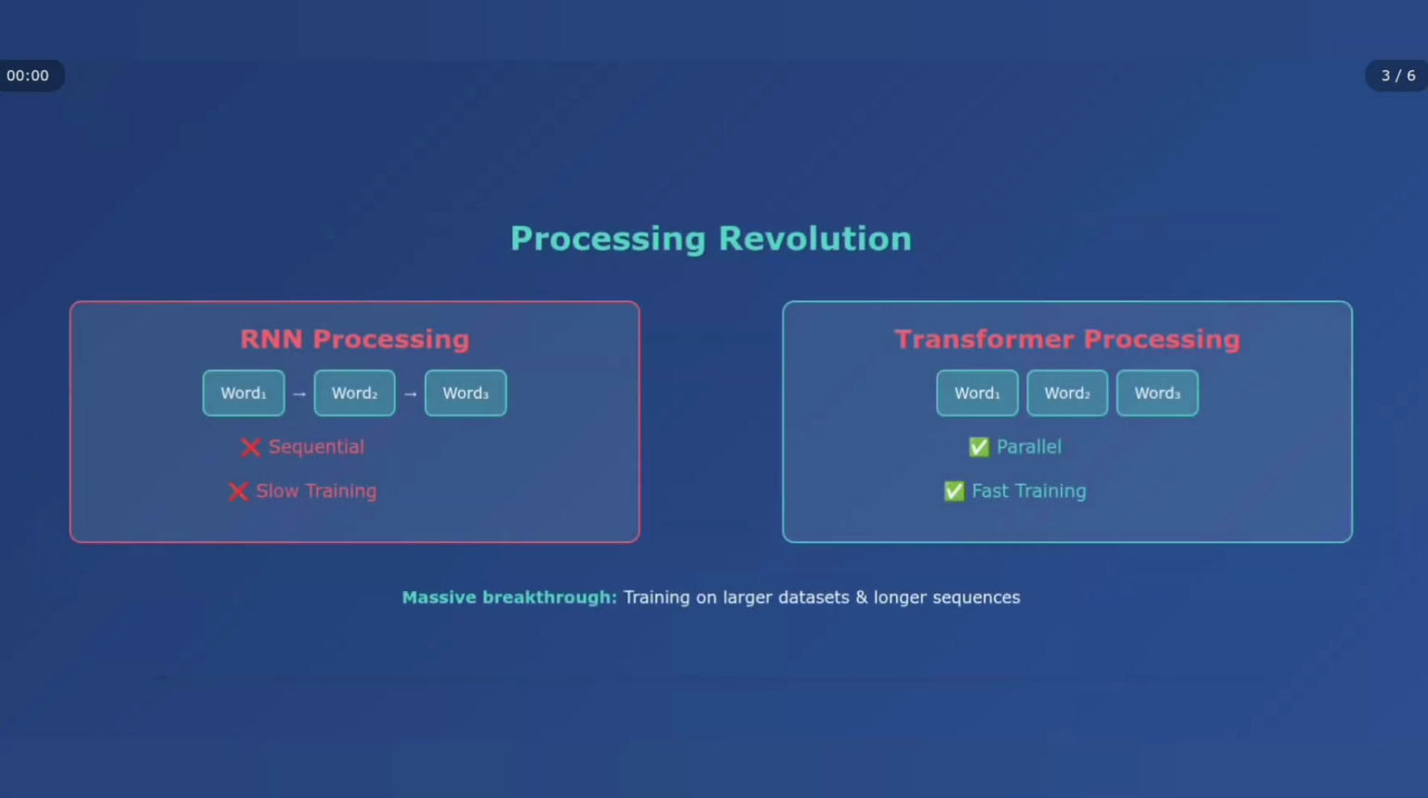Traditional RNNs process sequences word by word sequentially. This makes them slow to train on very long sequences and difficult to parallelize. Transformers, on the other hand, can process all words in a sequence simultaneously. This parallelization capability was a massive breakthrough, allowing for training on vastly larger datasets and longer sequences.